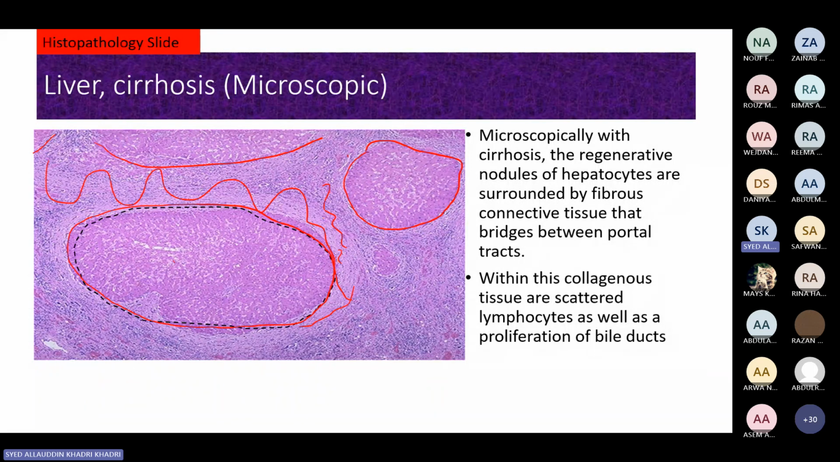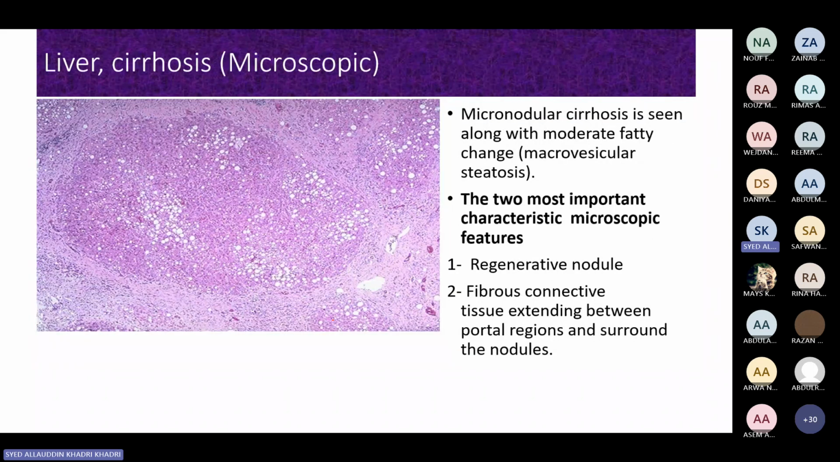If you make it high power, you can see some lymphocytes in between, as well as small proliferation of the bile ducts. At your level, you can see in this particular regenerative nodule, basically this is the regenerative nodule, and these are all the fibrous tracts. And here you can see the fatty change inside. So this is a micronodular cirrhosis seen along with moderate fatty change. We call it macrovesicular steatosis.